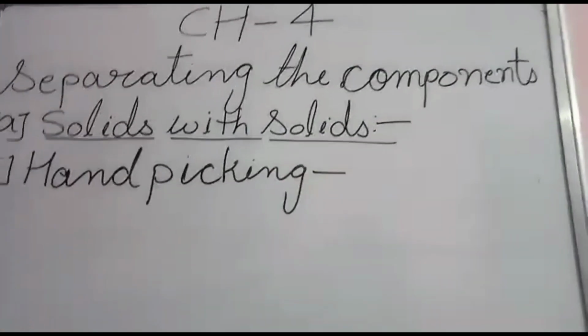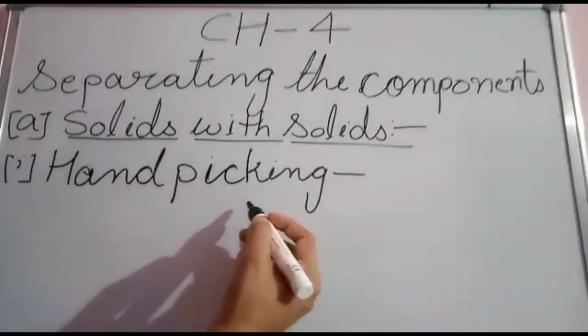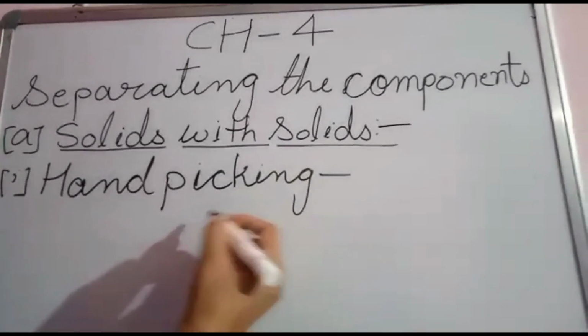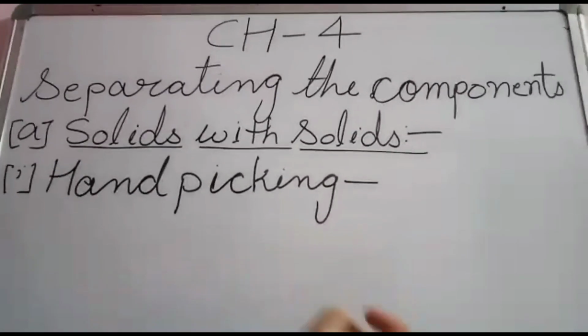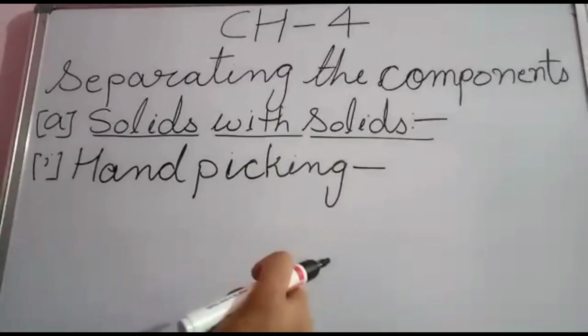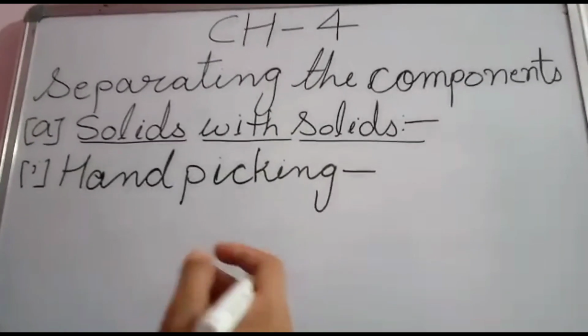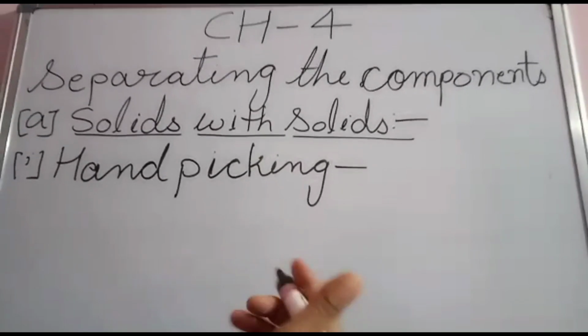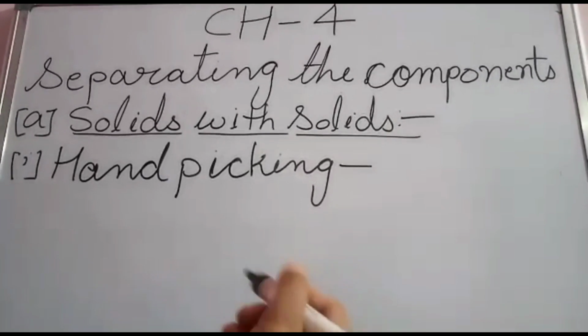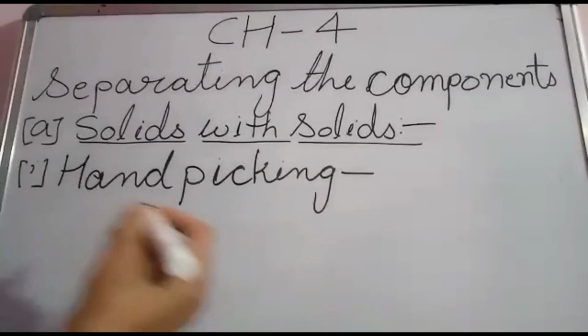First process, that was the hand picking process. You have seen the practical of hand picking, how I pick up the materials from the mixture and the mixture gets separated from each other, whatever the particles or components, if they are different in size, shape and color. So hand picking is a process.